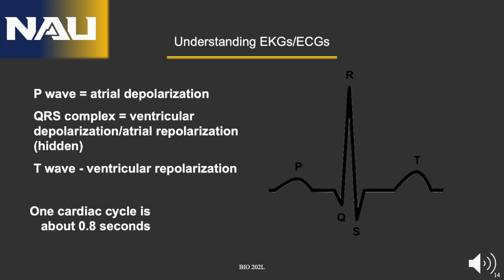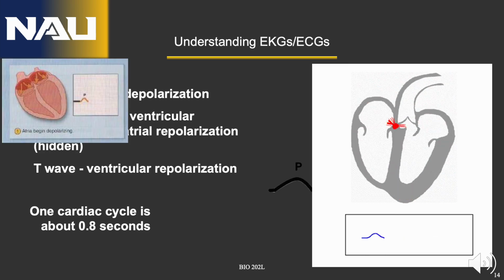Then we get into the T wave. This wave represents ventricular repolarization, which is the recovery phase when the ventricles are relaxing and refilling with blood. It appears as a modest upwards deflection following the QRS complex. Each of these waves corresponds with an essential electrical and mechanical event in the heart. The entire process from the beginning of the heartbeat to the next is known as a cardiac cycle, and it takes about 0.8 seconds. To summarize, the P wave signals atrial depolarization.